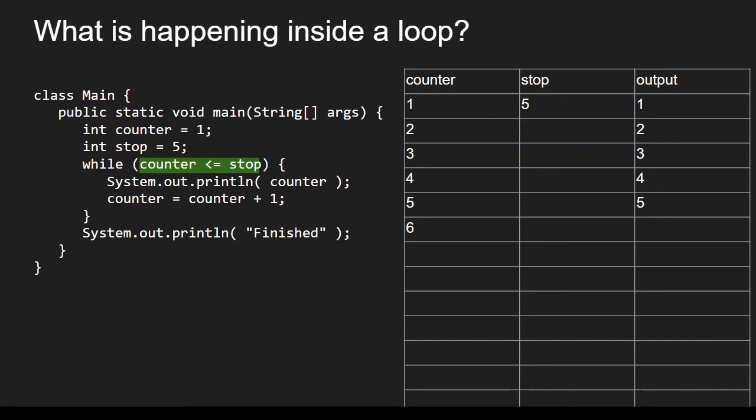So at this point in time, we exit the loop and print finished. But notice that counter will end up with the value of 6 by the end of this. I hope that little bit of a deep dive helps illustrate just what is going on with the internal operations of a while loop inside Java.